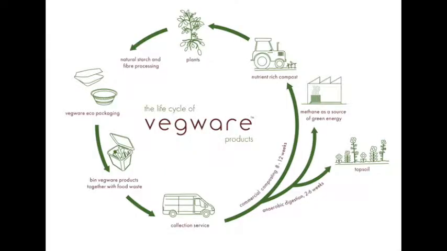Vegware is completely compostable food packaging made from plant fibres and can be found in some of the food outlets on campus. It is a great alternative to plastic and can be recycled along with food waste. More and more companies are developing environmental packaging and looking for a way to beat the plastic packaging problem.